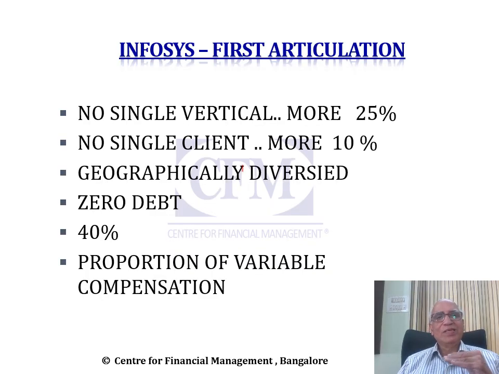Infosys has been a pioneer in risk management in India. It first articulated its risk management policy in late 1990s. The elements of that policy were: One, no single vertical should account for more than 25% of revenues. Two, no single client should account for more than 10% of revenues. Three, the company should become more geographically diversified. Four, the company should be a zero debt company. Five, at least 40% of assets must be in liquid form. Six, the proportion of variable compensation should increase.